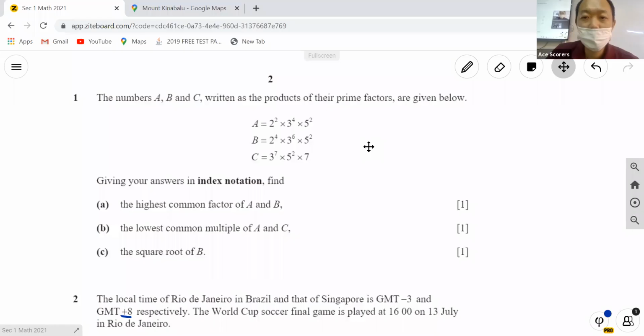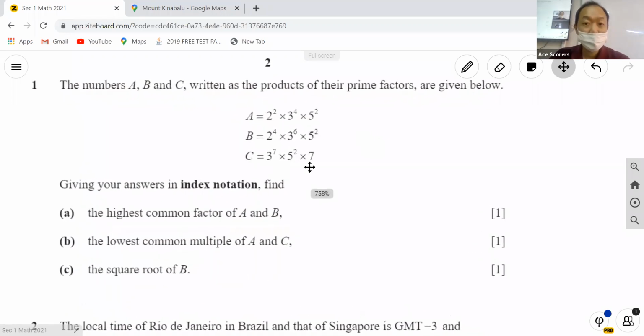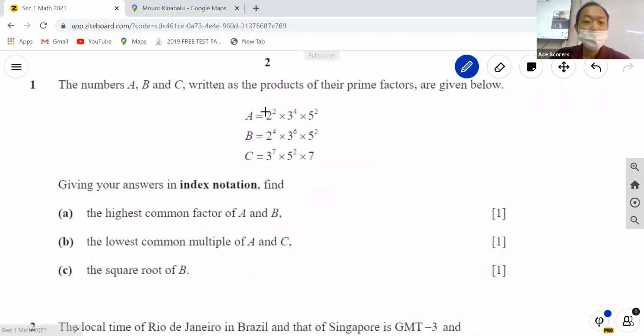Pause recording. So the numbers A, B, C are given below. Give your answers in index notation. Find the highest common factor. So HCF of A and B. Okay, to find HCF, what we do is we find the lowest power. All right, so which one is the lowest power? 2 squared times 3^4 times 5 squared. Okay, so that will be the answer.